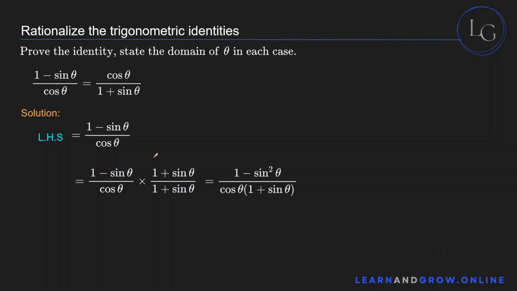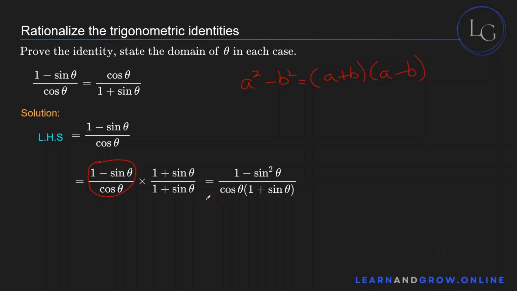But once you actually do the multiplication, this is basically what you call rationalization. This is the conjugate of the numerator. 1 plus sine theta is the conjugate of 1 minus sine theta, and you take the conjugate on both the numerator and the denominator and multiply it with the original expression. What that does is 1 minus sine theta into 1 plus sine theta becomes 1 minus sine square theta, using the algebraic identity that a square minus b square is equal to a plus b into a minus b. And so that's how you get this.